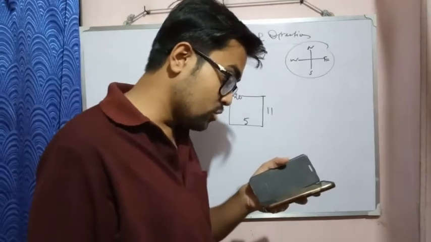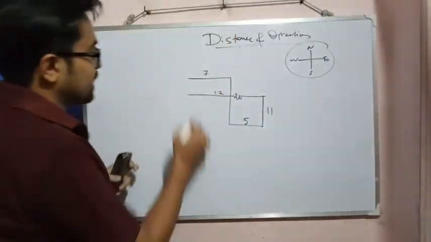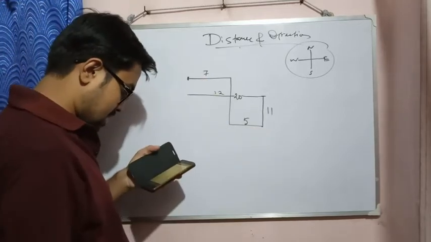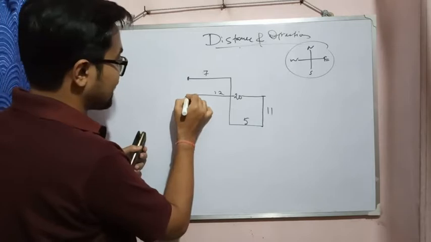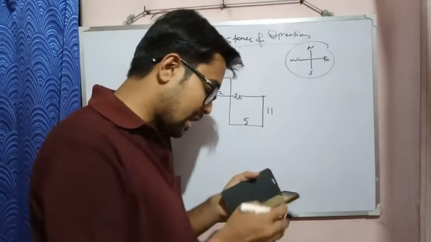Now in which direction is he from his starting point? Here it is the starting point, and this is the ending point. That means south direction.